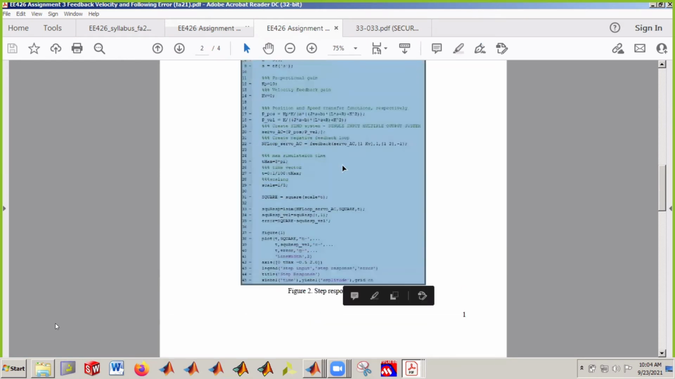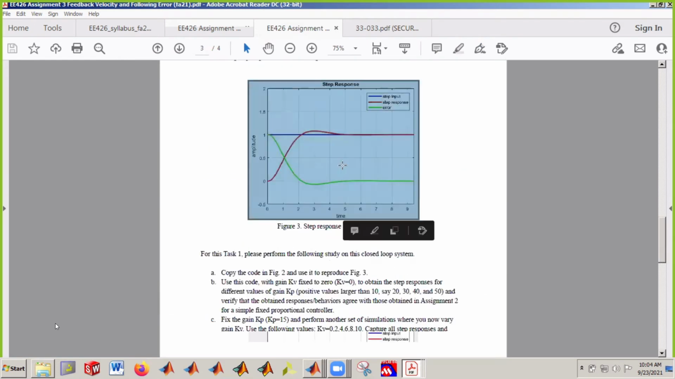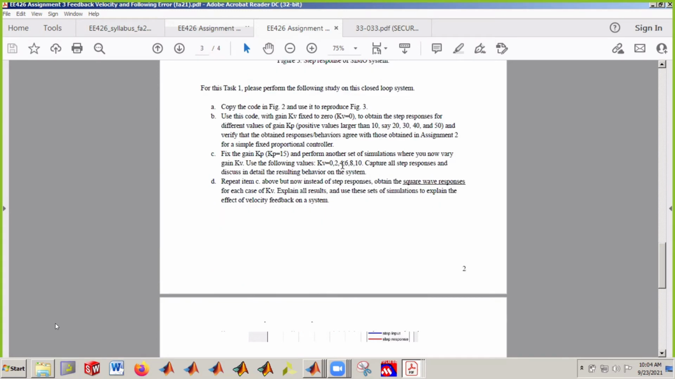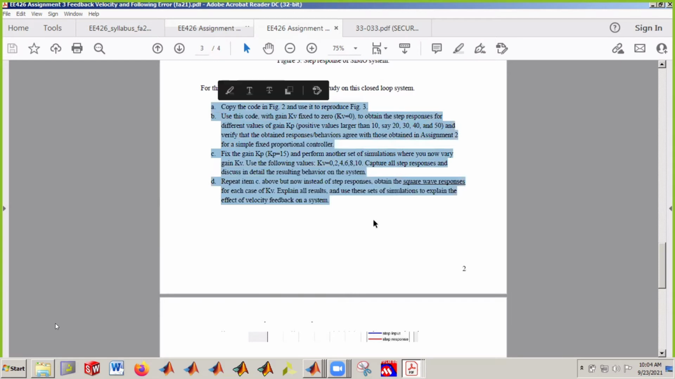You are given this code, which you can easily use, and then you will be able to reproduce this response and then change the KV gain to see how this actually helps you mitigate the effects of high gains. So velocity feedback can be used in conjunction with high gains for the proportional controller, so that you don't get as much overshoot, but at the same time you get the fastest alignment time possible. All right, so that is the story behind task 1.